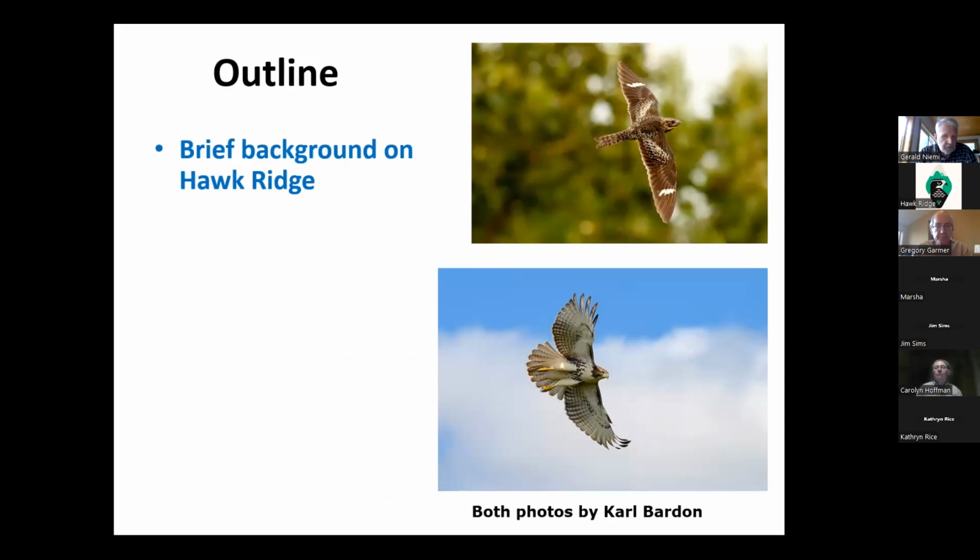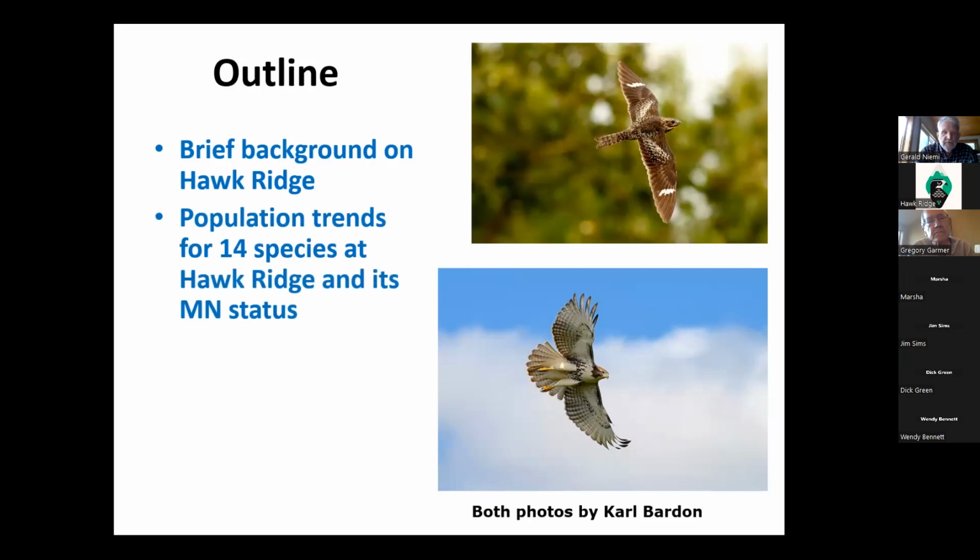So first of all, I'm going to show the outline, so to speak, that I'll talk about is just a little bit of background about Hawk Ridge from the perspective of the counting, because the years that the various counts took place are very important in what I'll be presenting throughout this talk.